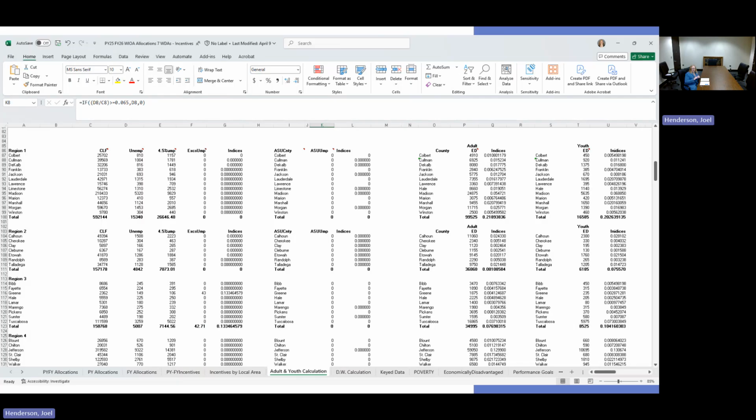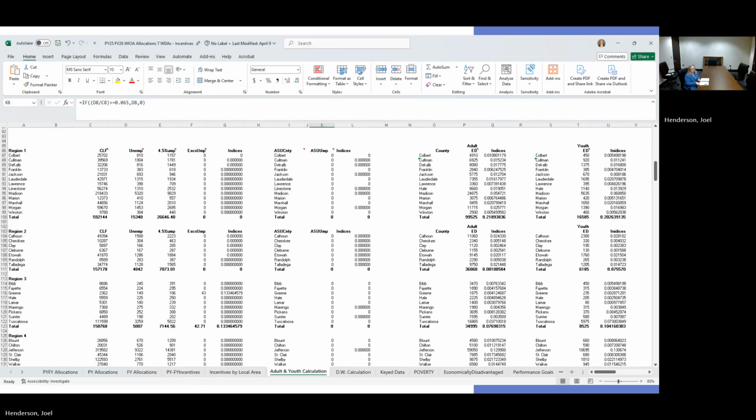You'll see a tab there for keyed data. That is one tab where all the data from the reports we collect from LMI and other sources is keyed. So we don't have a lot of errors, like having to go into multiple tabs to put that same information in several times. It's entered on the keyed data tab, and then it flows out to the other tabs. What you're seeing on this screen is the roll up into the regions from all the different counties for the different factors. And the indices, that's the weight they get, or the percentage for each factor.